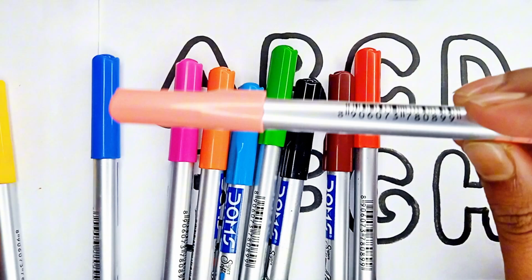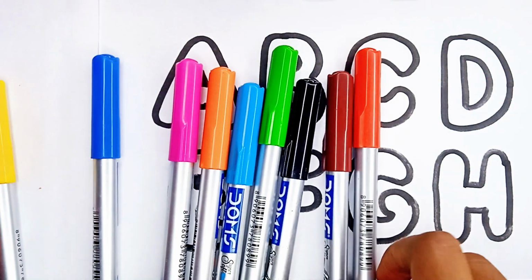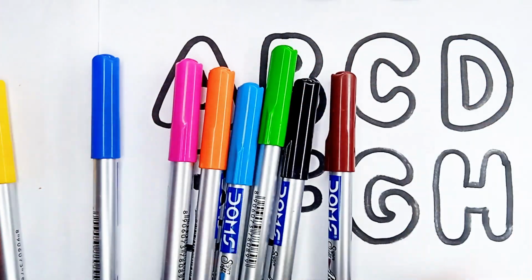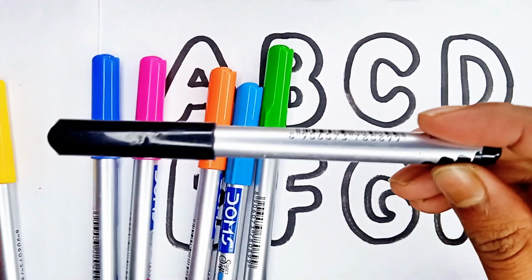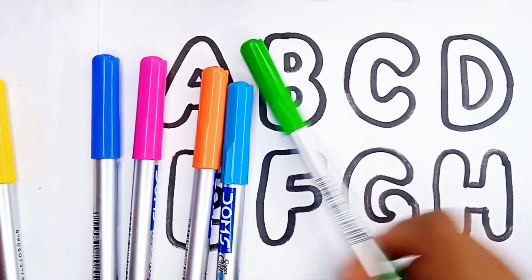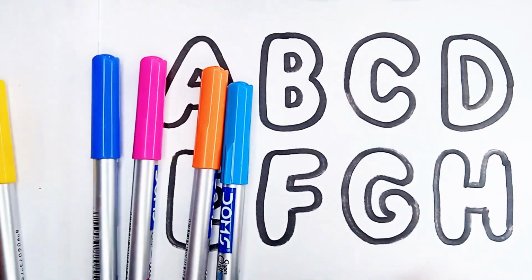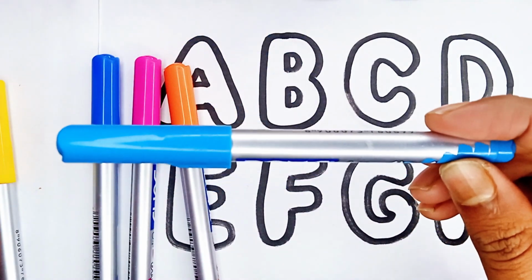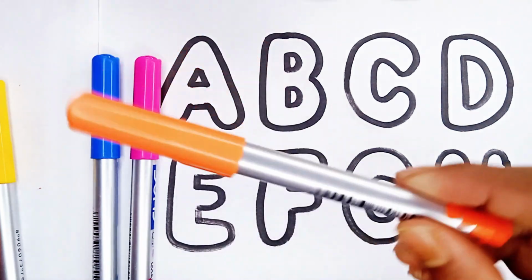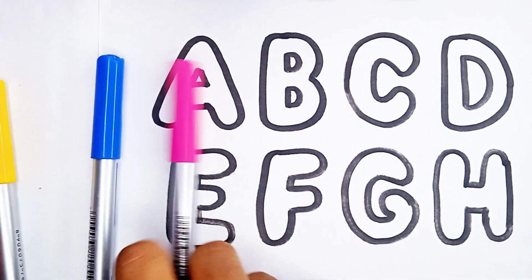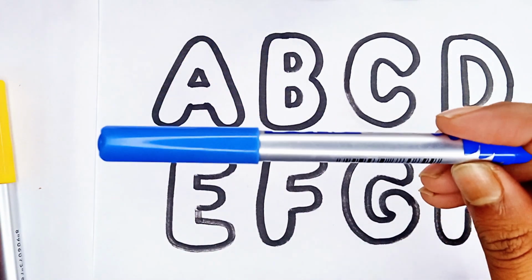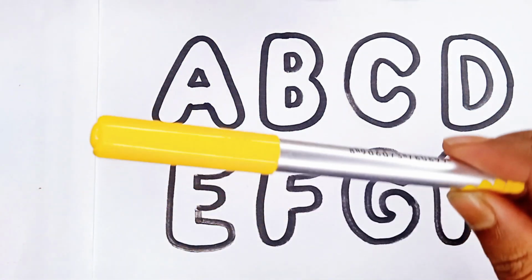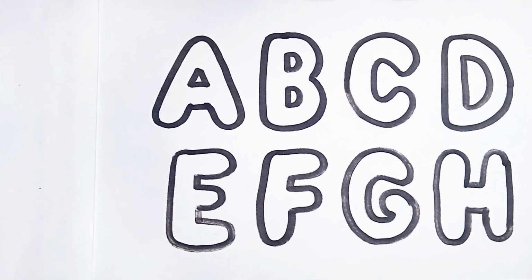Color name: pink color, red color, brown color, black color, green color, sky blue color, orange color, magenta color, blue color, yellow color. So let's go kids.